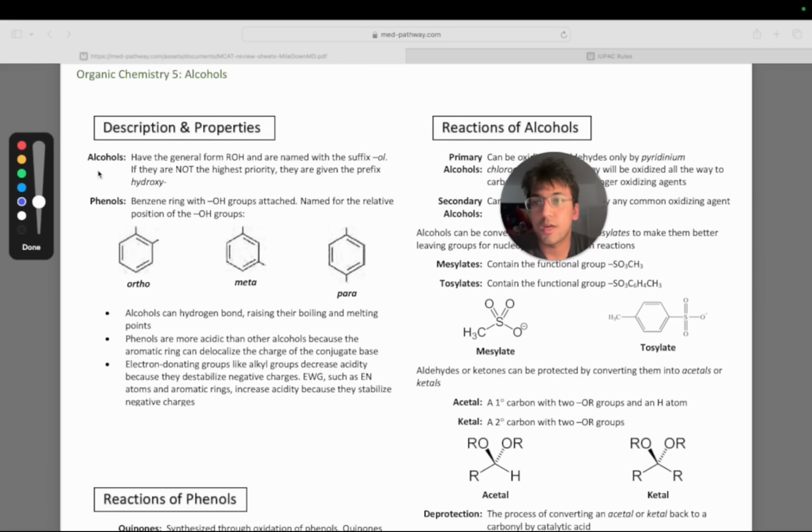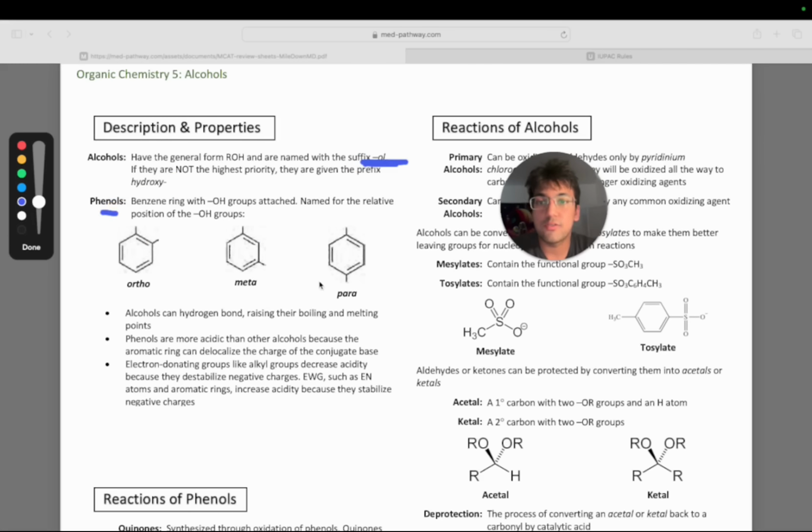So we have alcohols and phenols. Alcohols have that ROH, so there's a carbon chain bonded to an OH group. This is alcohol. It's probably going to be the most common substituent that shows up in any of the Orgo questions. It's usually highest priority. If it's not the highest priority, then you give the prefix hydroxy. If it's the highest priority, then you give the suffix -ol.